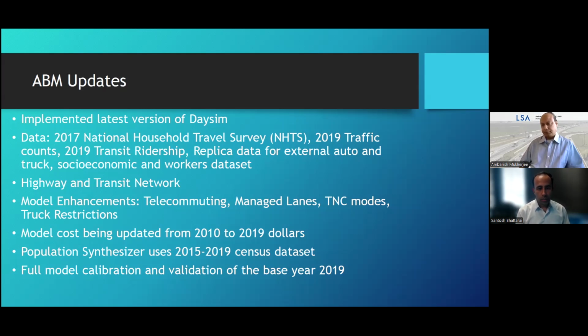Apart from those, the model cost was in 2010 dollars in the previous version, and that was updated to the same base year, which is 2019. The population synthesizer uses the updated census data set, which is 2015 to 2019. And with all these data sets and sources, we did a full calibration and validation of the base year. The validation was done with the traffic counts as well as the VMT from the HPMS. So that's how we completed our base year update last year.